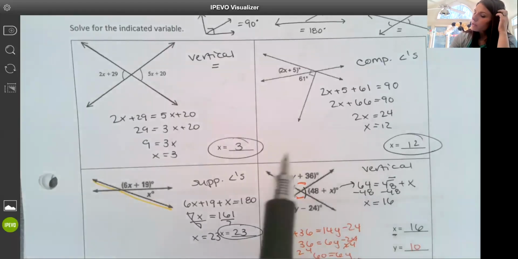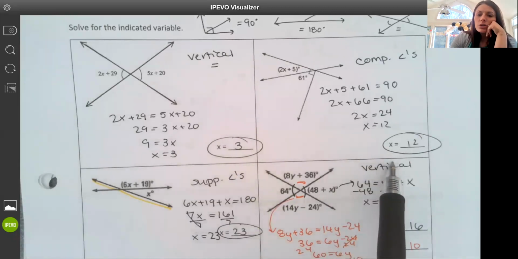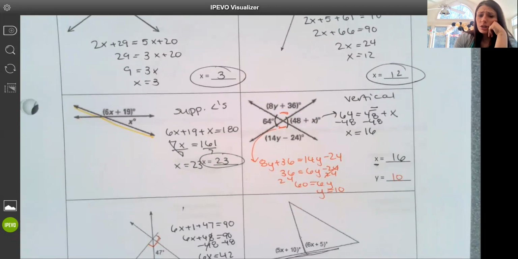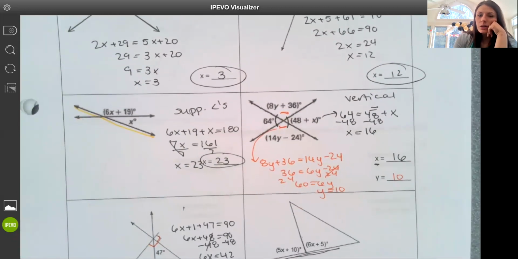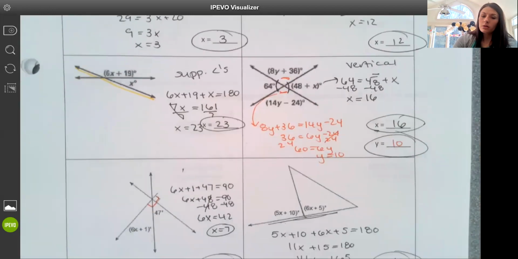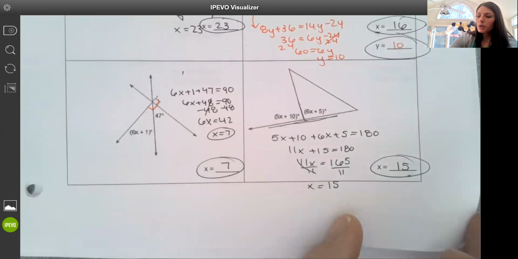Okay, so let's just go through the answers here. I'd leave the setup, just checking, making sure you get the correct answers for your variables. You can use a calculator. Okay, and that's our review.